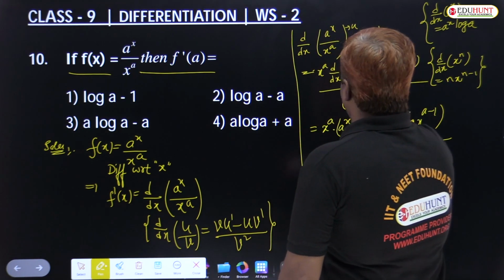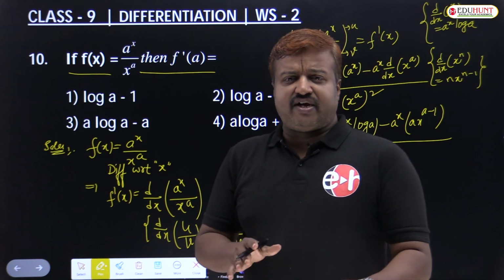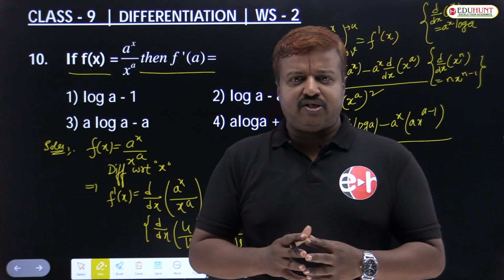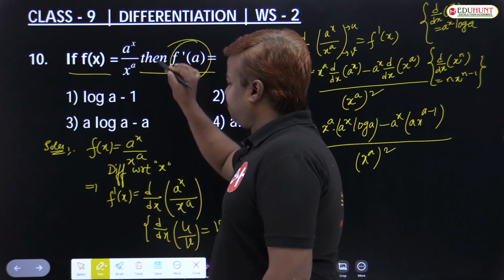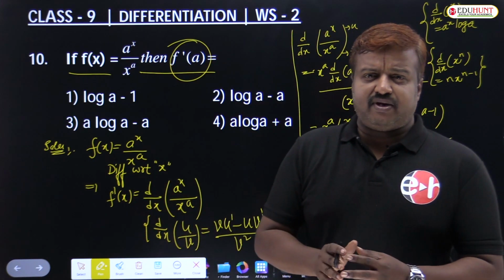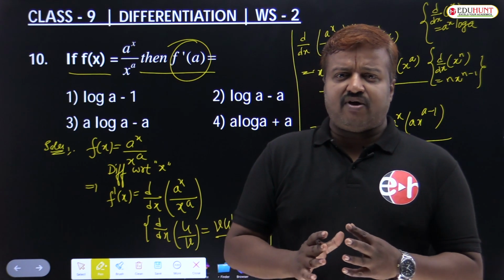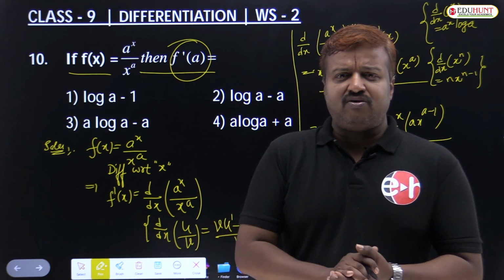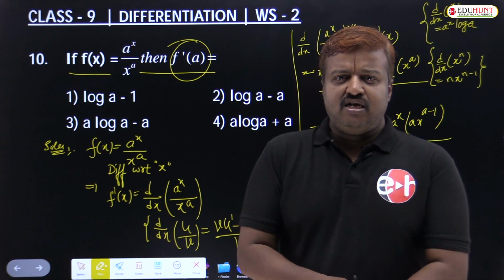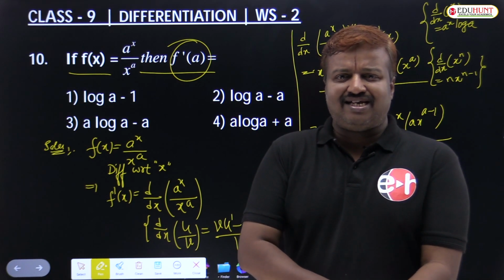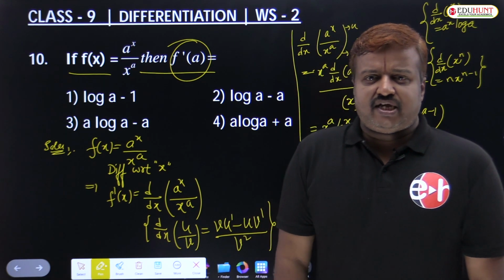I found that f dash of x. In the question, they have given f dash of a, that is, in the place of x we have to replace the value as a. After finding f dash of x, you can substitute the value of x as a. So you can take x is equal to a here.